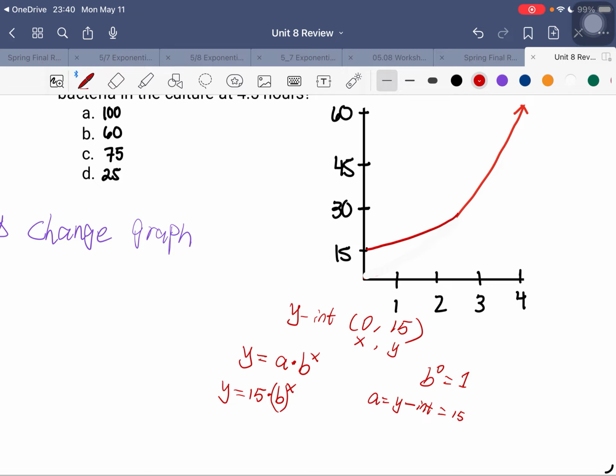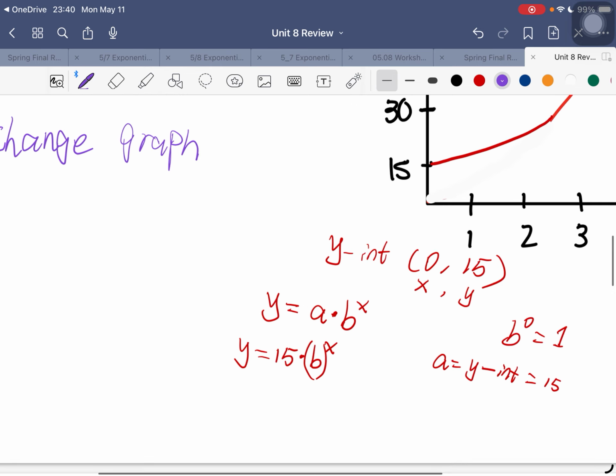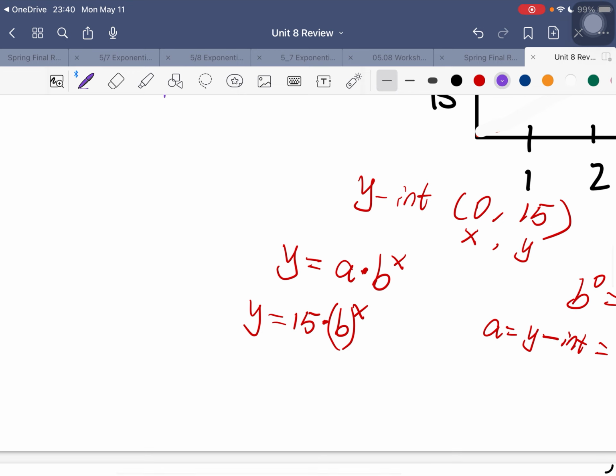And how can I find another x and y? I need to pick another point. For example, I'm going to pick (4, 60). So x equals 4, y equals 60. Let's see. 60 equals 15 times b to the power of 4.